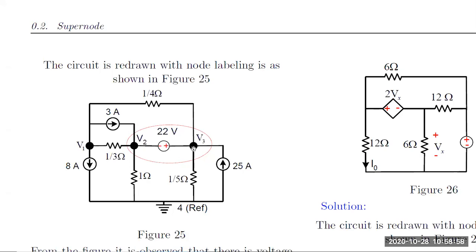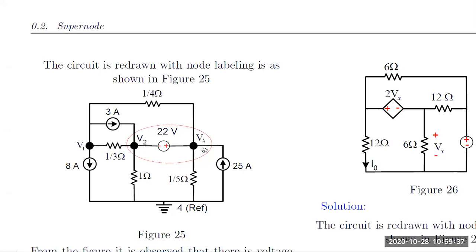Next, I want to write the super node equation, clubbing these two equations into a single equation. First, tell me about V2. Check the connections and tell me the node equation for V2. V2 by 1, V2 minus V1 by 1 by 3, and minus 3 ampere current. We completed this part.